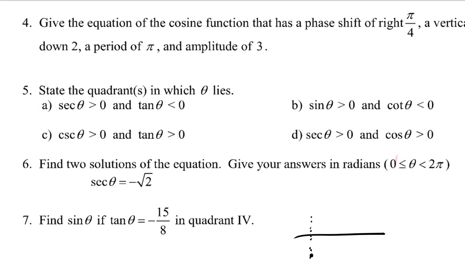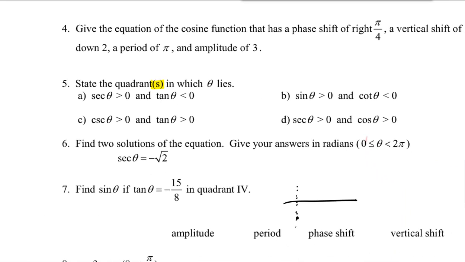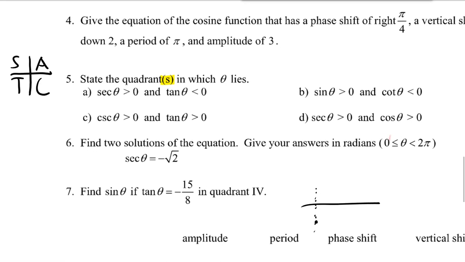Okay. So number 5 says state the quadrants, possibly plural, in which theta lies. For me, in these question types, I'm going to use the All Students Take Calculus acronym. That acronym is a quick way to remember what's positive in each quadrant. All the trig functions are positive in 1. Only sine and its reciprocal are positive in 2. Only tangent and its reciprocal in 3. And only cosine and its reciprocal are positive in 4.